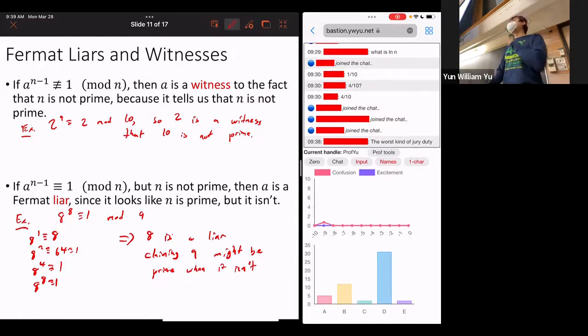Right? And so somehow we have this test, but it doesn't always work, because for some composite numbers, you will still get a to the n minus 1 is congruent to 1. And so if a number is actually not prime, if it's composite, but you have a number a such that it says, oh yeah, it looks sort of like it might be prime, then that's a liar. And so you have these witnesses and liars. A witness basically tells you that n is not prime. A liar says, well, maybe n is prime even when it isn't.